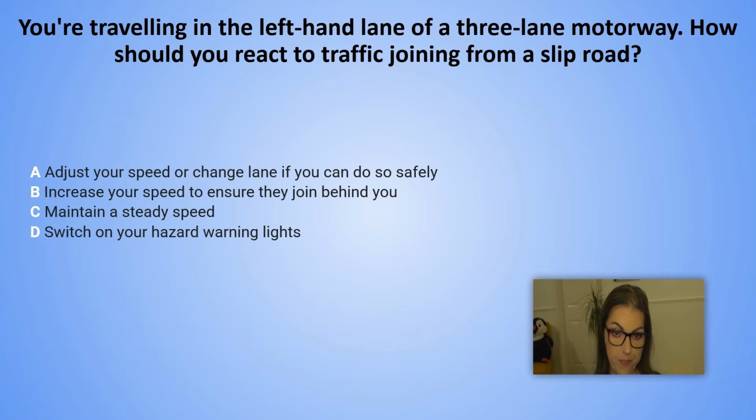Next question. You are traveling in the left-hand lane of a 3-lane motorway. How should you react to traffic joining from a slip road? A. Adjust your speed or change lane if you can do so safely. B. Increase your speed to ensure they join behind you. C. Maintain a steady speed. D. Switch on your hazard warning lights.